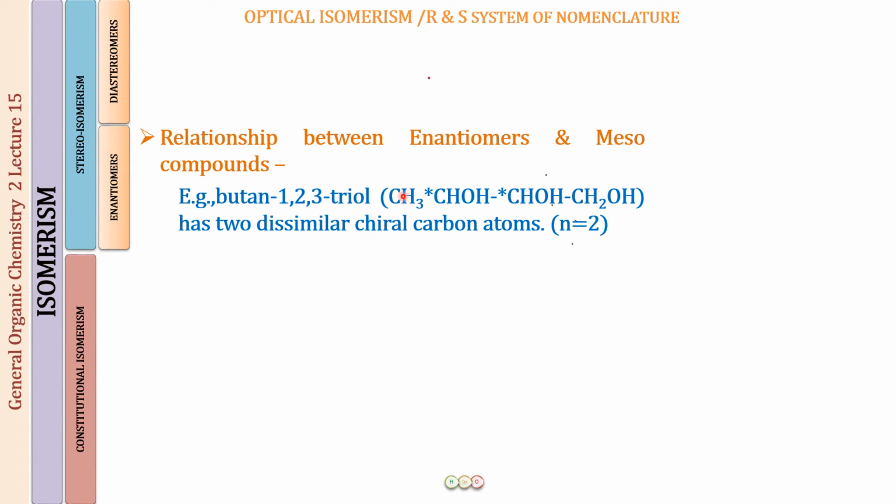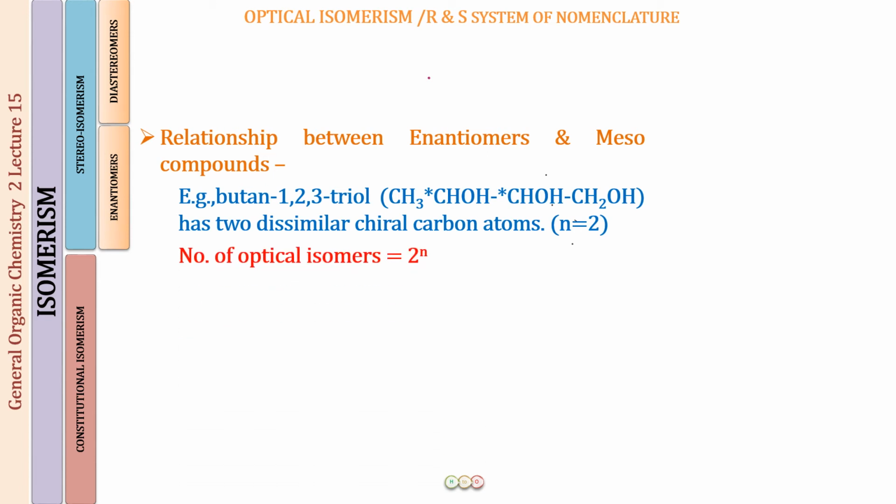So the total number of chirality centers is going to be 2, and both of them are going to be dissimilar chirality centers, because not all 4 groups are going to be similar for the 2 carbons. Alright, so here what are we going to apply? The formula for finding out the total number of optical isomers.